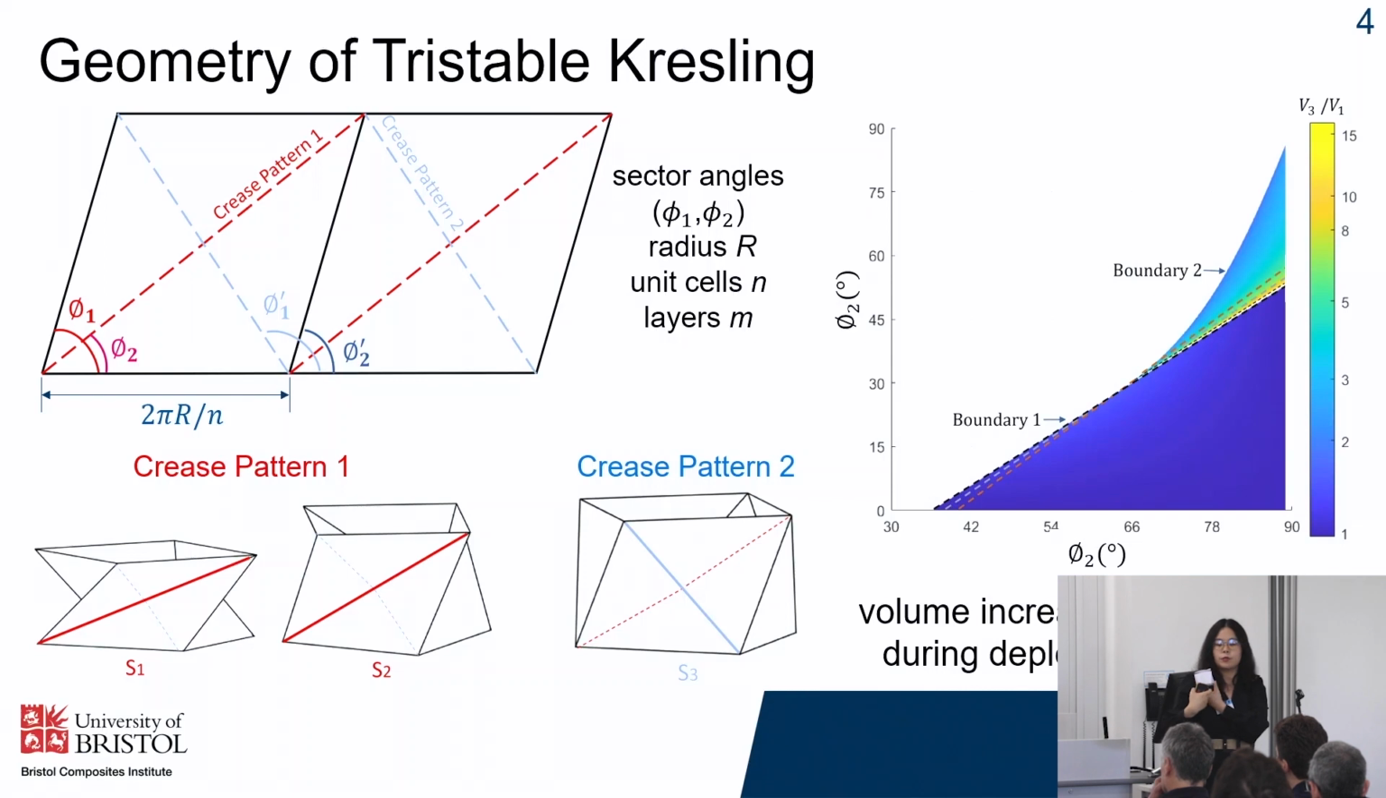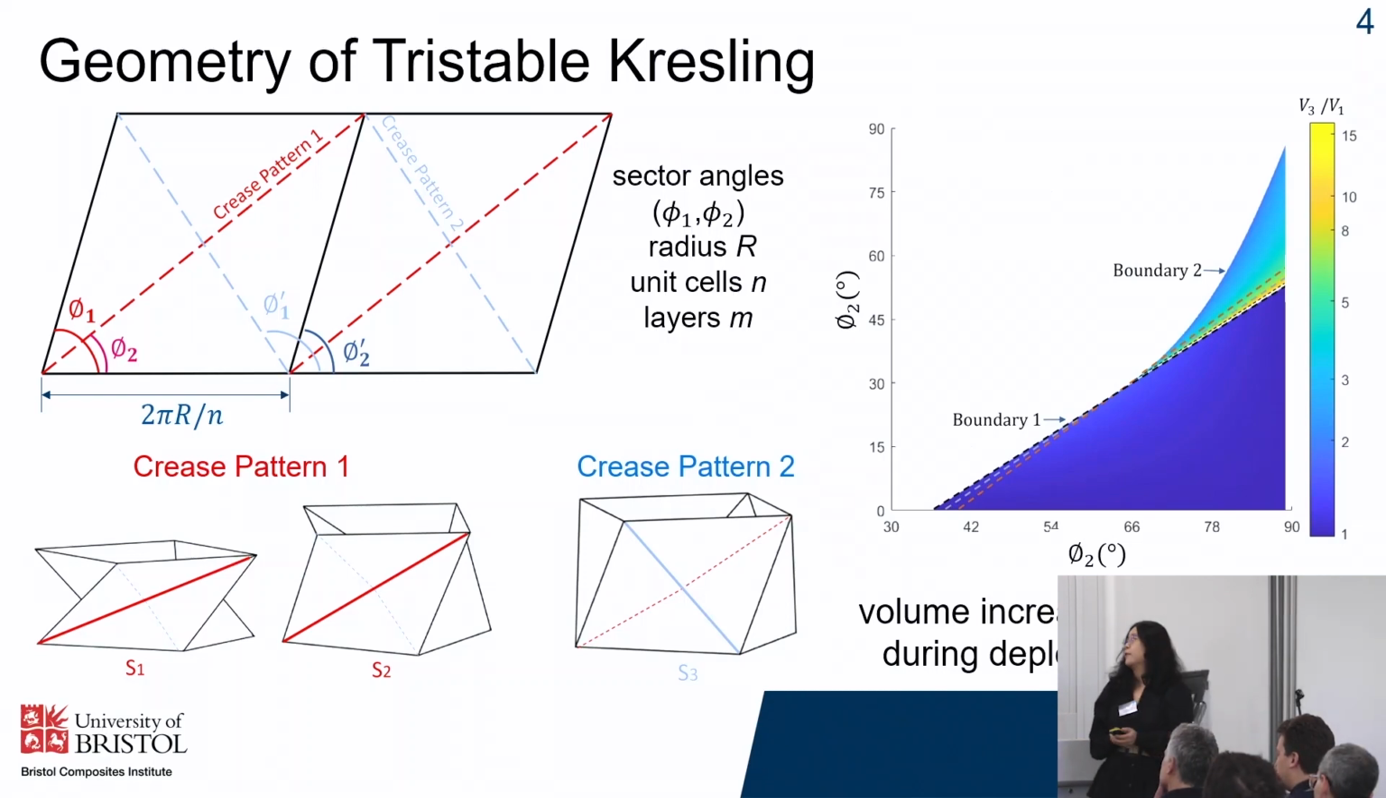So we here introduce another crease along the short diagonal, which is crease pattern 2. And it could also be stable at this state. So these are the 3 stable states of the Kresling pattern. And we have also proved that for the Kresling, if it can be stable when folding along crease pattern 1, then it can also be stable when folding along crease pattern 2.